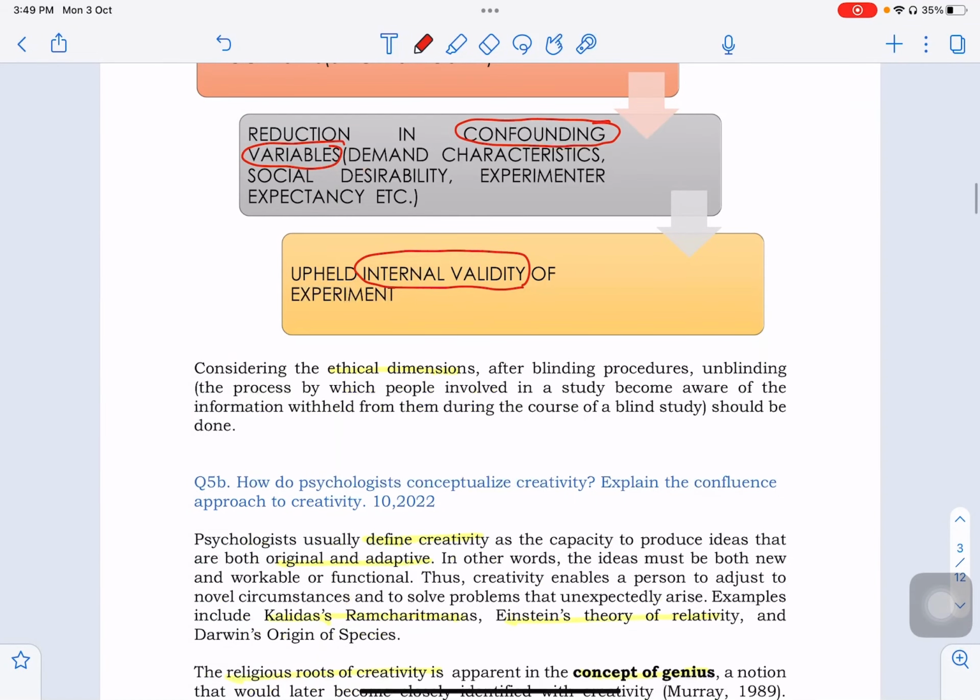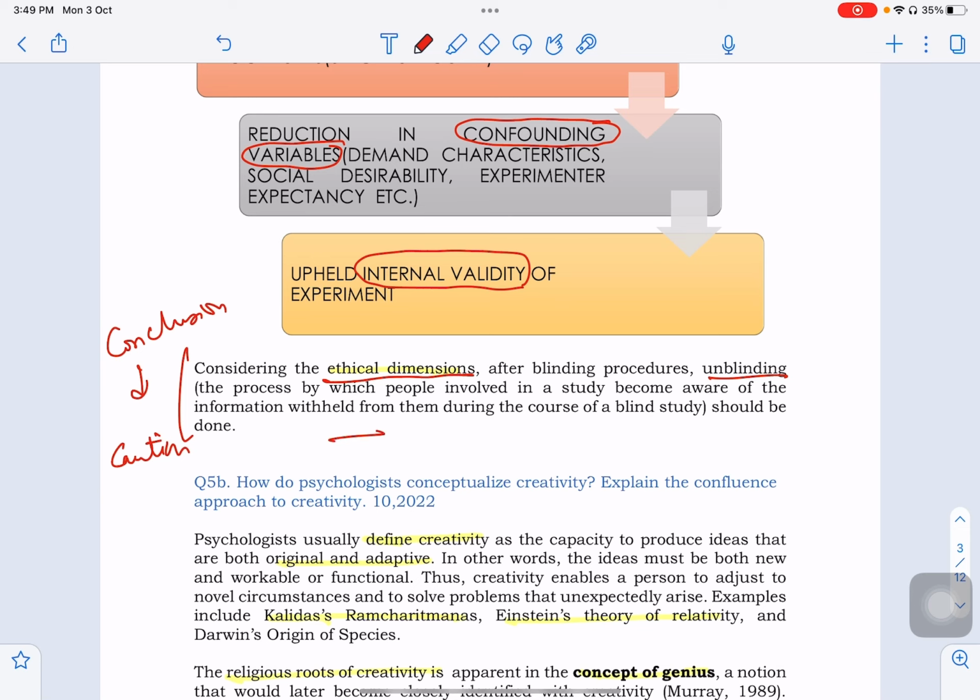So this is the flow chart and in the end, the conclusion. Here I discuss the caution, because there are some ethical dimensions in blinding procedures also. So when we unblind them, we should tell them this was the experiment and knowingly we didn't tell you, because इससे हमारे एक्सपेरिमेंट की वैलिडिटी कंप्रोमाइज होती.